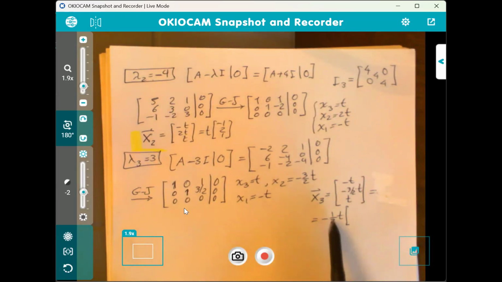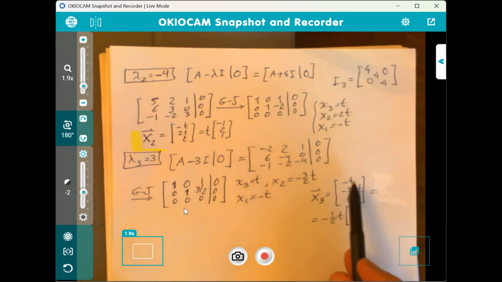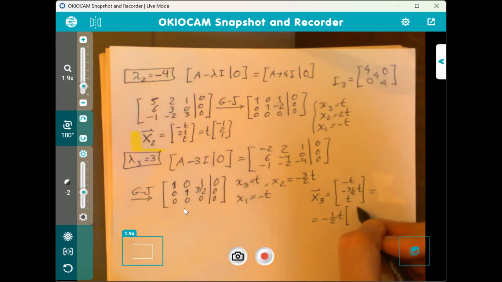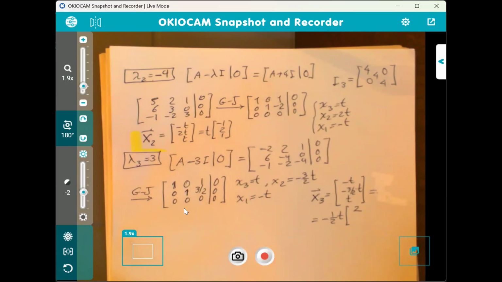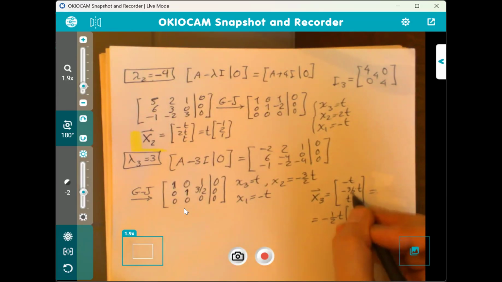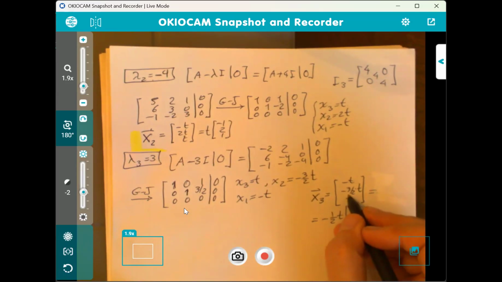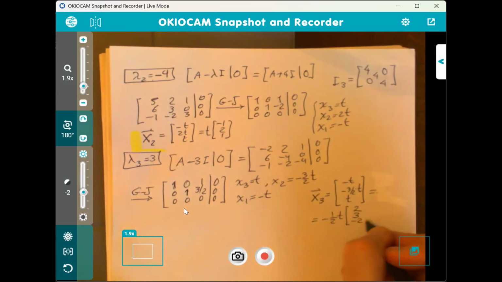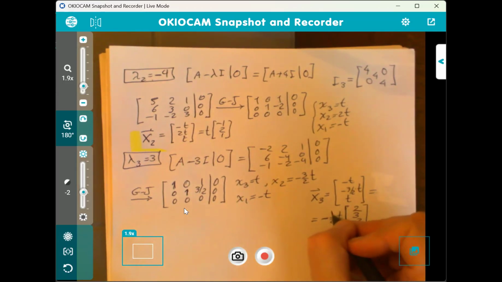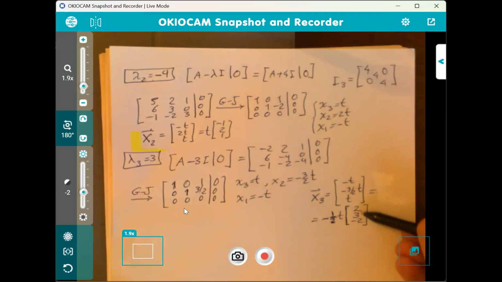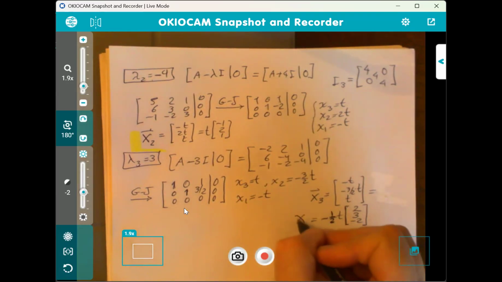So negative 1/2 factored from negative 1, I have to multiply t top and bottom by 2, so I can factor negative 1/2. So the first element is going to be 2. Second one, negative 1/2 factored, I get 3. And out of 1, I get negative 2, and there you go. Again, t would do just as good, but I like to have integer values for my eigenvector. And there you go. This is x sub 3.